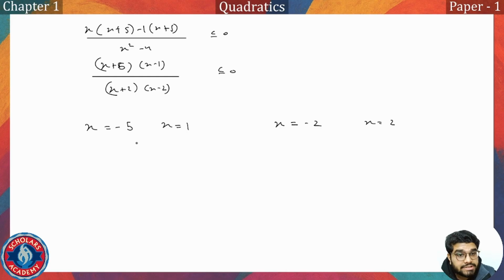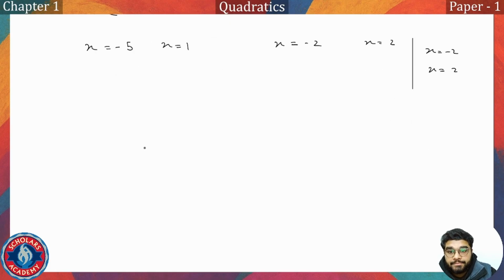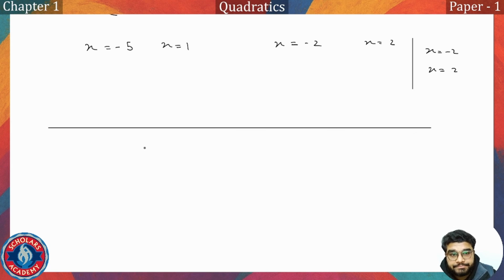But these are critical points. We will never take x is equal to -2 and x is equal to 2 as our answers, right? We have a denominator over here. We'll not choose x equal to -2 or 2, okay? Because that will make this inequality undefined. So our real line is now getting divided into 5 parts: -5, -2, 1, and 2, right?